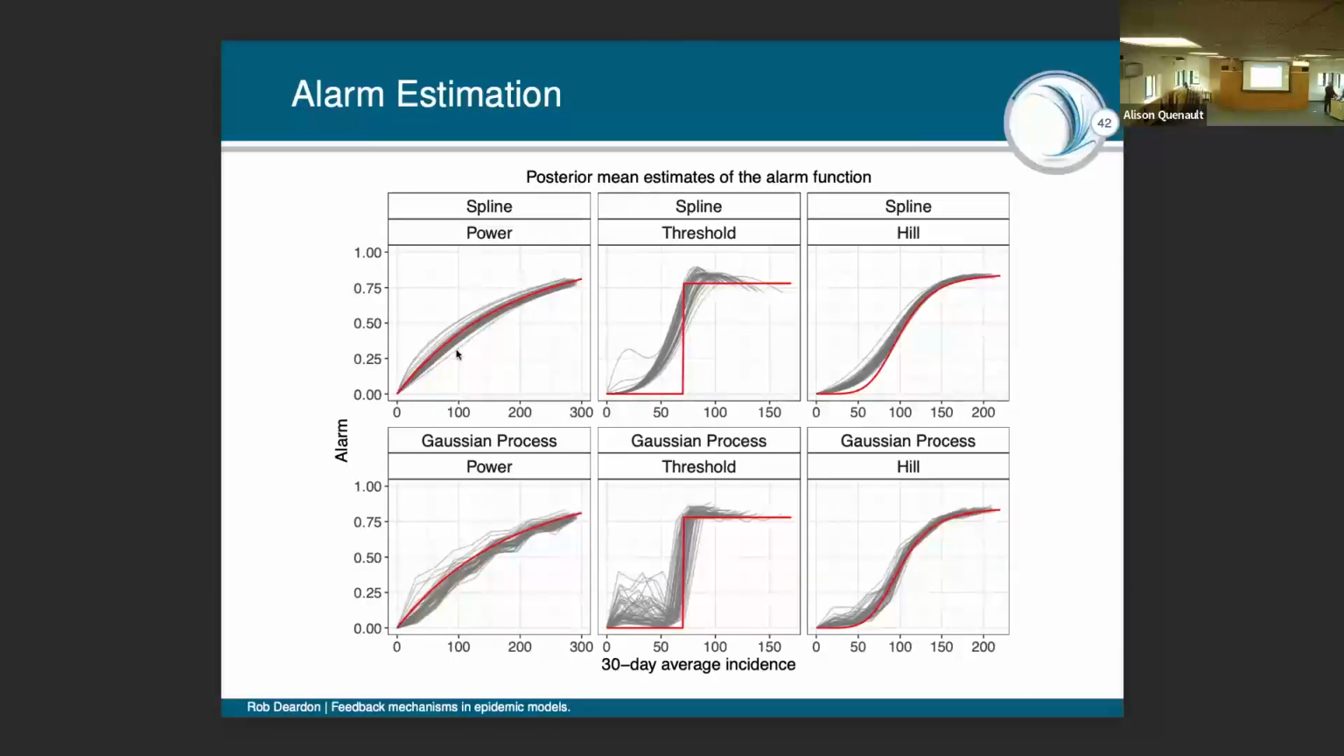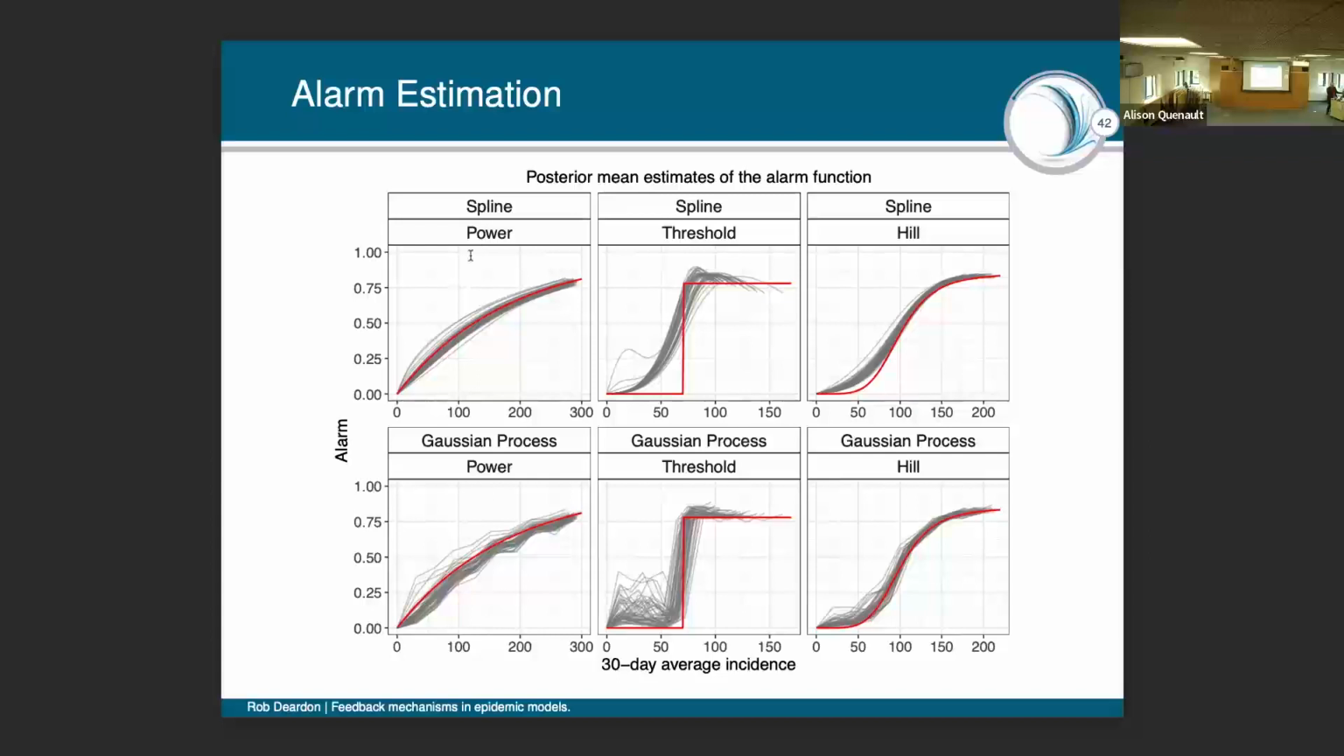So here what I've got are, up in the first row, I'm fitting the model with the spline alarm function. In the second row, I'm fitting the model with the Gaussian process alarm function. And then in each of these columns, the true alarm function is one of those 3 parametric alarms I just showed you. And you can see those in the black thick lines there. The gray lines are showing posterior predictive samples. Okay? So how well we fitted.